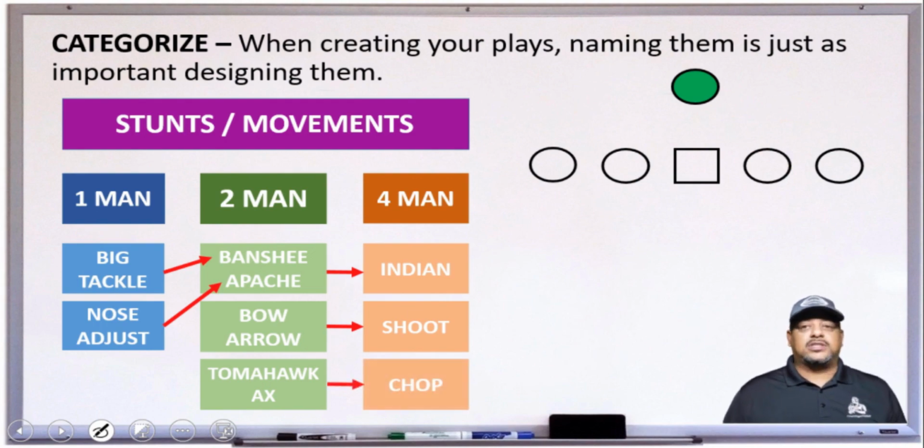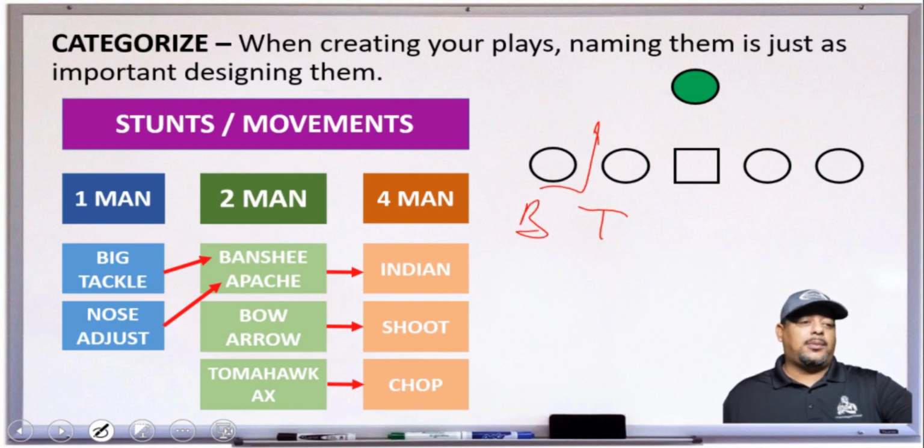And our last one, tomahawk and axe. What does a tomahawk do? What does an axe do? It chops. So if I want to do my tomahawk and axe stunt, I go chop. Big inside. So we want the tomahawk. He goes first. He's second.